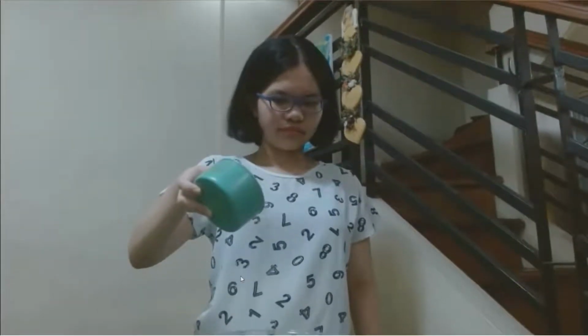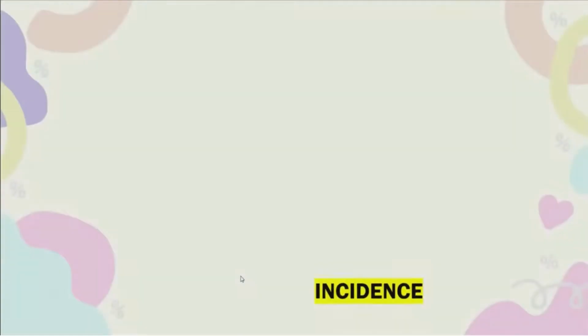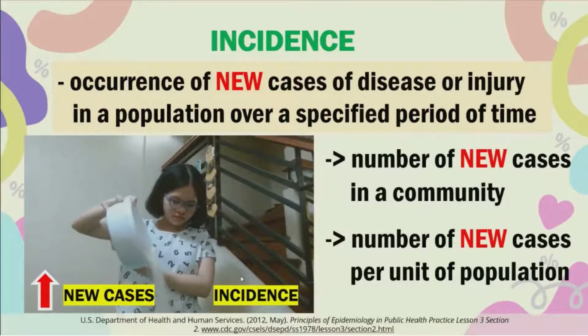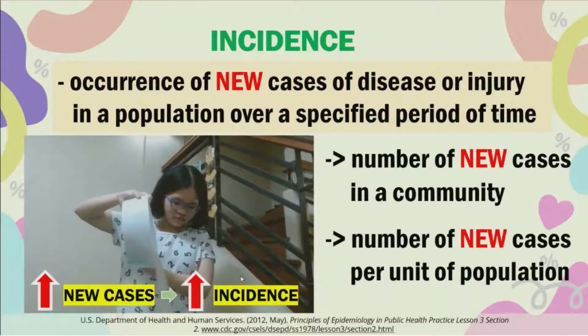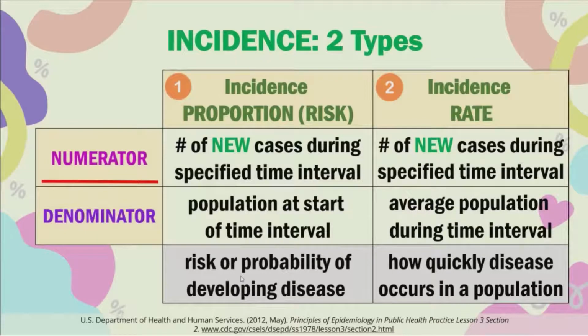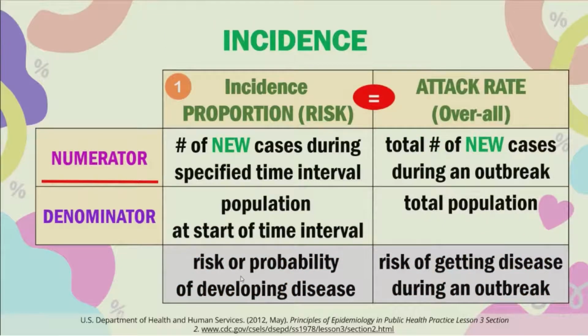The new rice grains pouring for a specific time period is like the incidence. It is the occurrence of new cases of disease in a population over a period of time. The more rice grains being poured, or the more new people getting sick at a given time, the higher the incidence will be. Shown are the 2 types of incidence, their formulas' denominators, and what they signify. The attack rate is used like the incidence proportion during outbreaks.